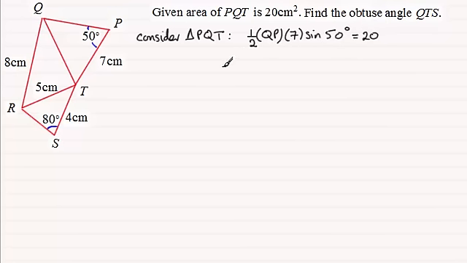So rearranging this for QP, we therefore have QP equals 2 times 20, so in other words 40, all divided by 7 sine 50 degrees. So we've got that. Make sure your calculator is in degrees mode, and assuming it is, you should find you get QP to be 7.4594 and so on centimeters. I won't round this up, otherwise we'll get a rounding error towards the end.